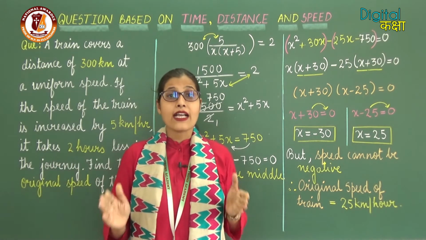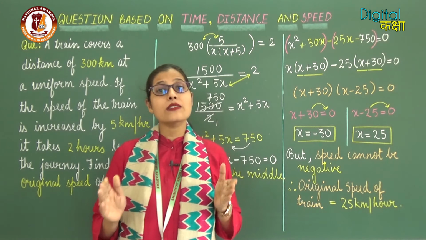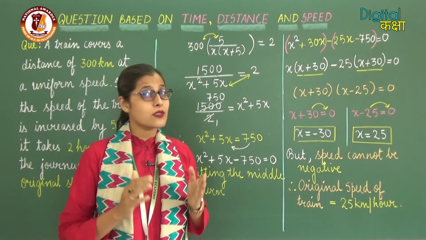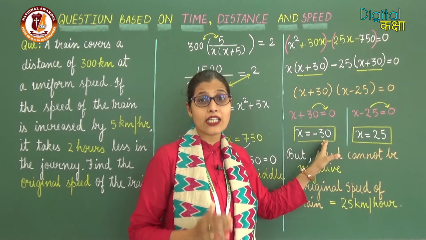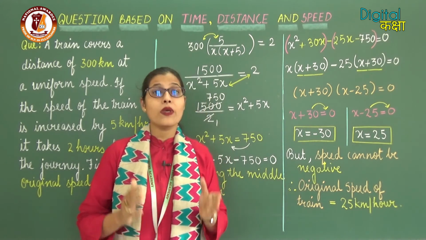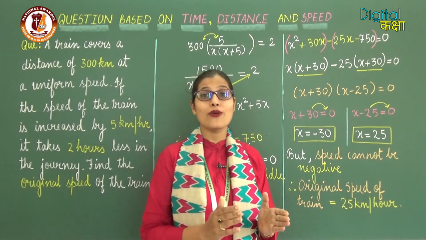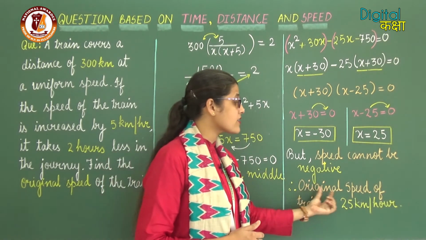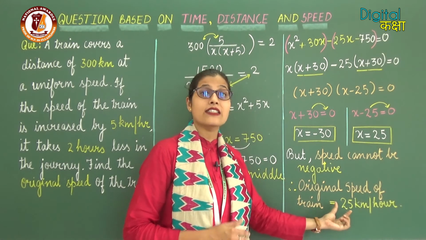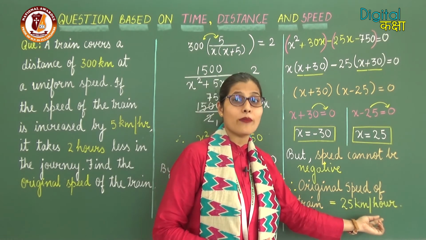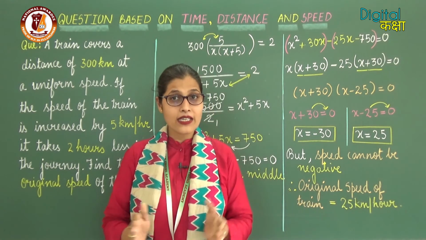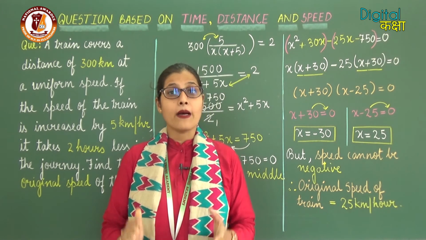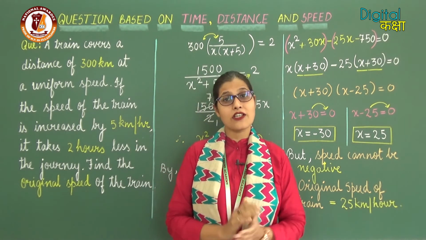We assumed x to be the original speed of the train, and we know very well that the speed of the train cannot be negative. So, we will be considering the positive value of x. Thus, we can conclude that the original speed of the train is equal to 25 km per hour. In this manner, you can find the original speed of the train by using the factorization method.